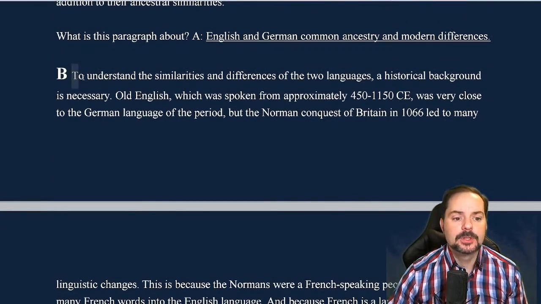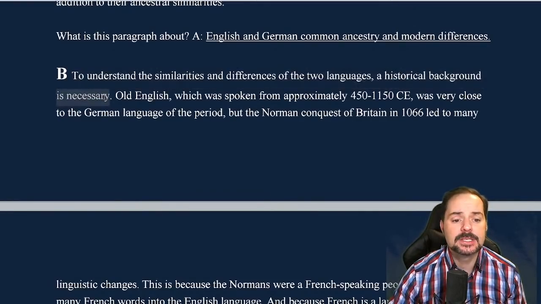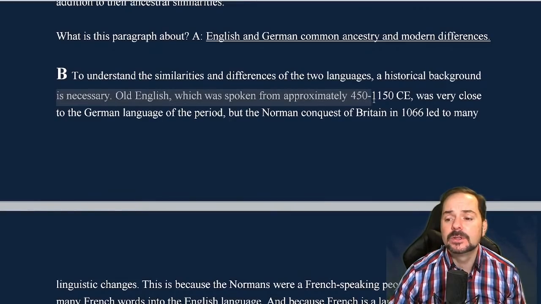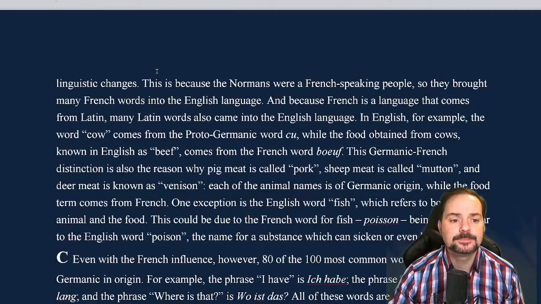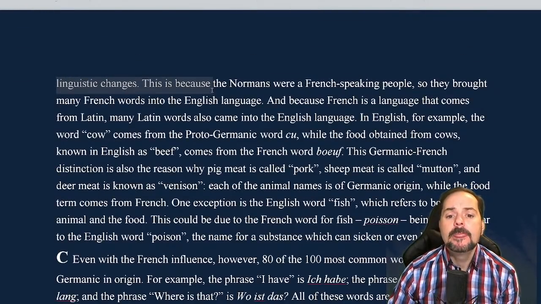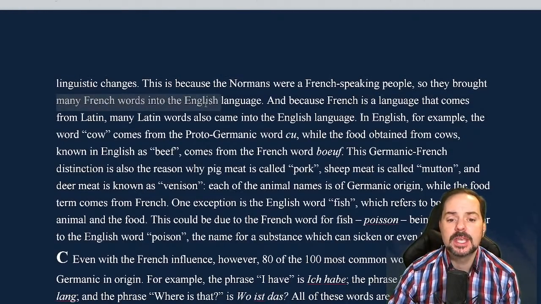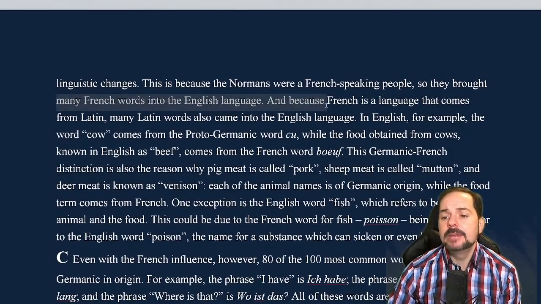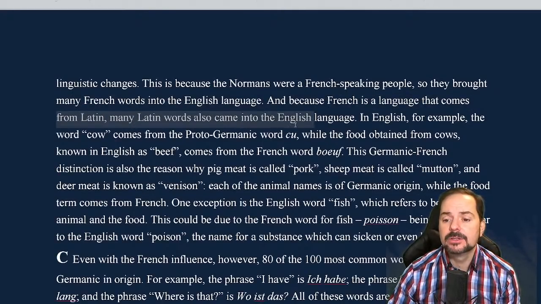Keep reading with me. To understand the similarities and differences of the two languages, a historical background is necessary. Old English, which was spoken from approximately 450 to 1150 CE, was very close to the Germanic or the German language of the period. But the Norman conquest of Britain in 1066 led to many linguistic changes. This is because the Normans were a French-speaking people, so they brought many French words into the English language. And because French is a language that comes from Latin, many Latin words also came into the English language.